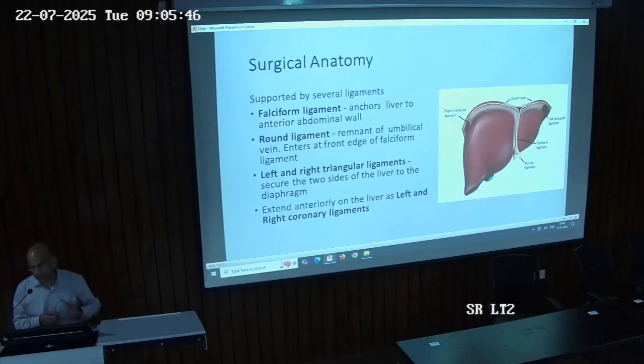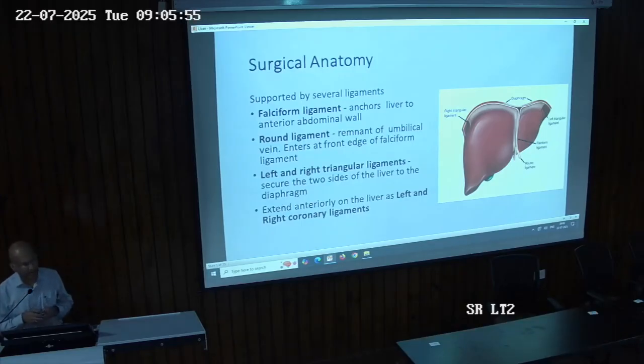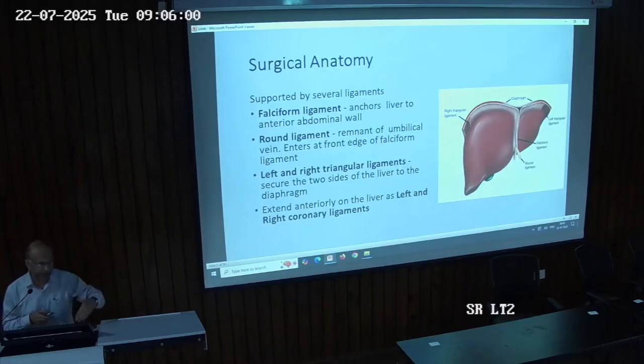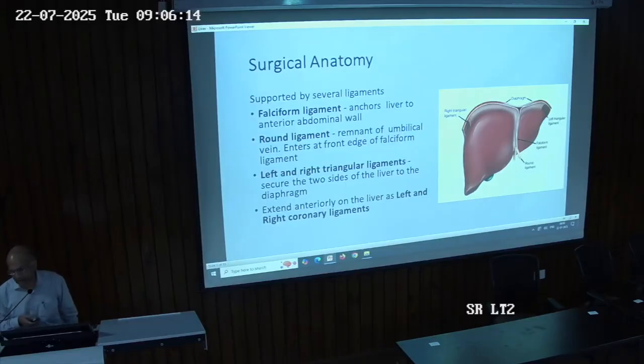The applied anatomy for these is that firstly they keep the liver suspended, and secondly, when one is operating on the liver, one has to divide these ligaments in order to bring it down so that we can operate on it. There is one more applied anatomical aspect here. Normally these ligaments are avascular. They can be divided without any bleeding. But when one develops portal hypertension, these become the sites where collaterals develop and they may become vascular.